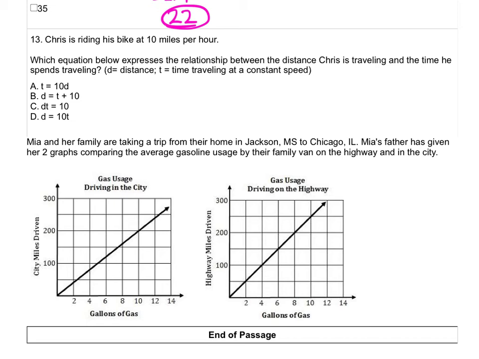Number 13, this one's a little bit different. Chris is riding his bike at 10 miles per hour. Which equation below expresses the relationship between the distance Chris is traveling and the time he spends traveling? It tells you that d is distance and t is time traveling at a constant speed. Well, if we think about this, the distance that he travels is going to be the speed that he travels times his number of hours. So the distance is equal to his speed, 10 miles per hour, times his hours, which is t. Answer choice D.